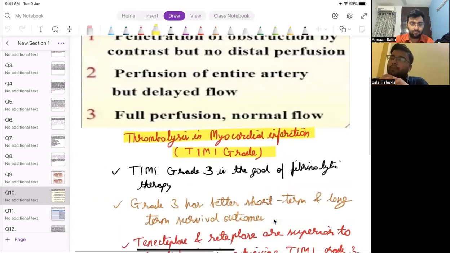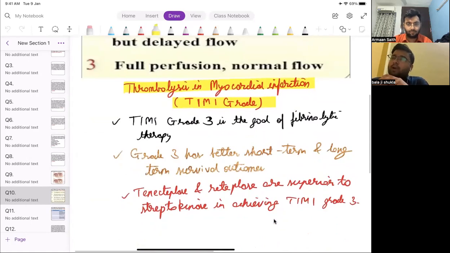This is known as the TIMI grading system, thrombolysis in myocardial infarction grading system. The TIMI grade 3 is the goal of fibrinolytic therapy. Grade 3 has better short-term and long-term survival outcome than grade 0, 1, and 2. Tenecteplase and reteplase are superior to streptokinase in achieving TIMI grade 3.